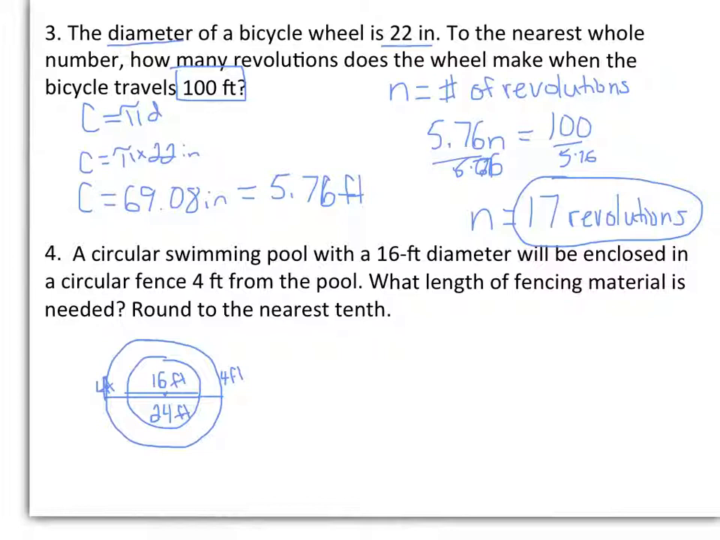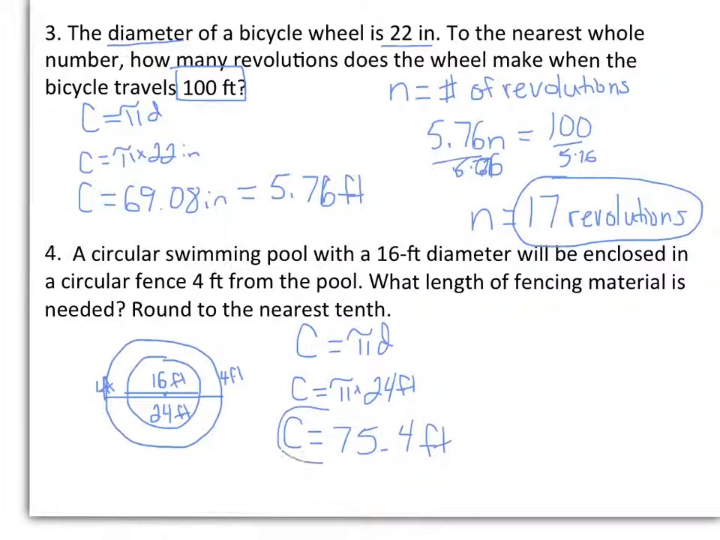So we want to find what the length of fencing material is needed. So we're looking for the circumference. Remember, circumference is pi times diameter. If we're looking for the fencing circumference, then that will be 24 feet times pi. And we want to round to nearest tenth. So that is about 75.4 feet. That is how much fencing we will need.